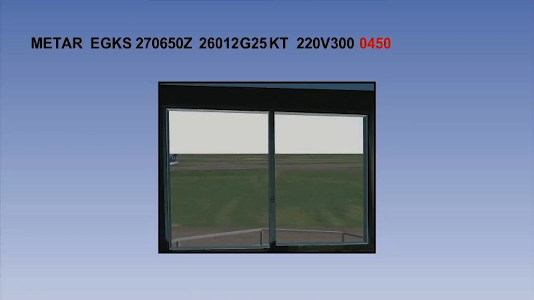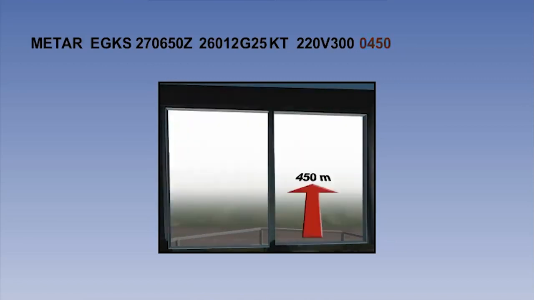For example, 0450 means that the prevailing horizontal visibility is 450 meters as measured from the observing point. Once the visibility reaches 10 kilometers or more, the code figure is 9999.